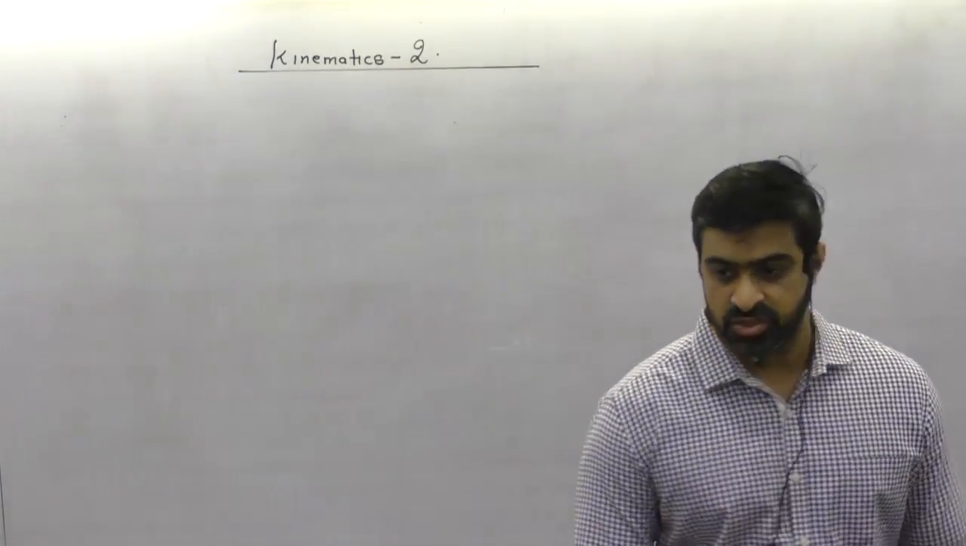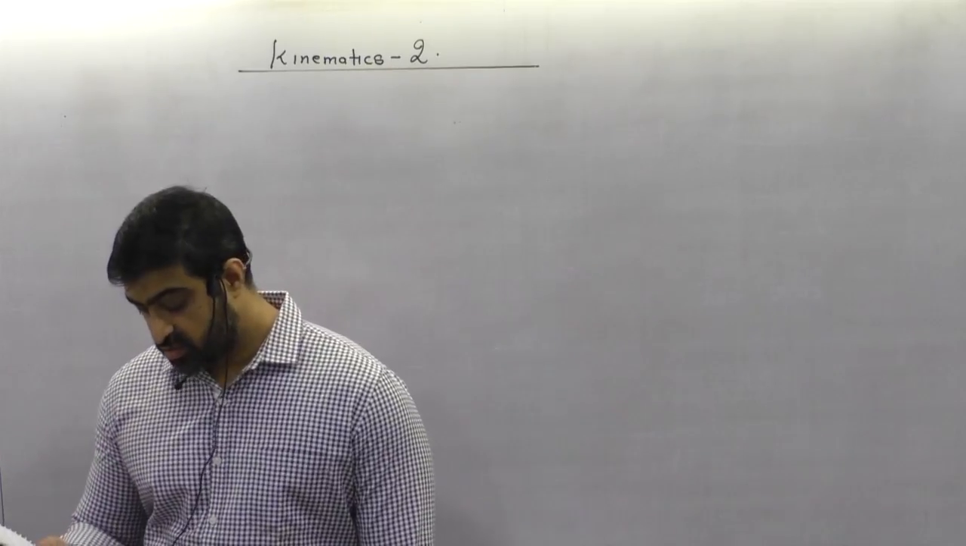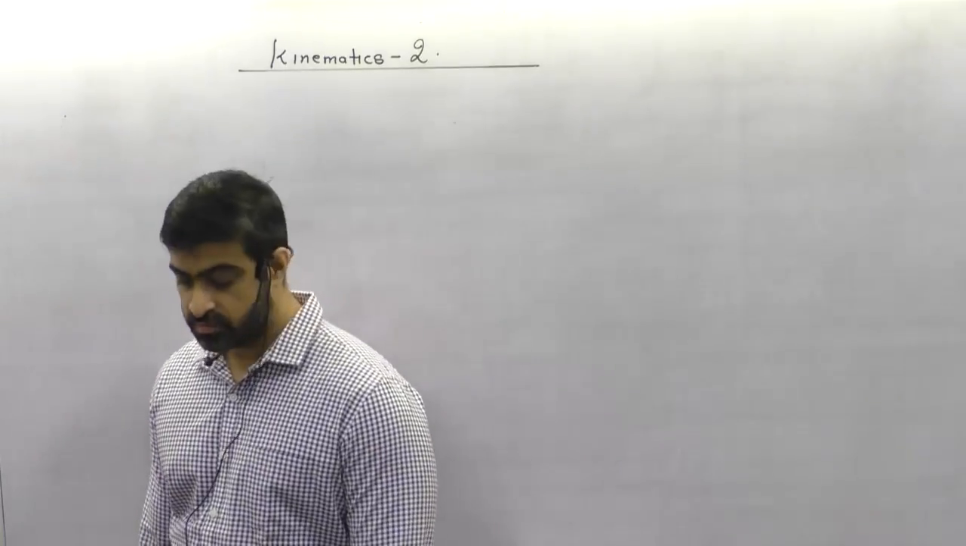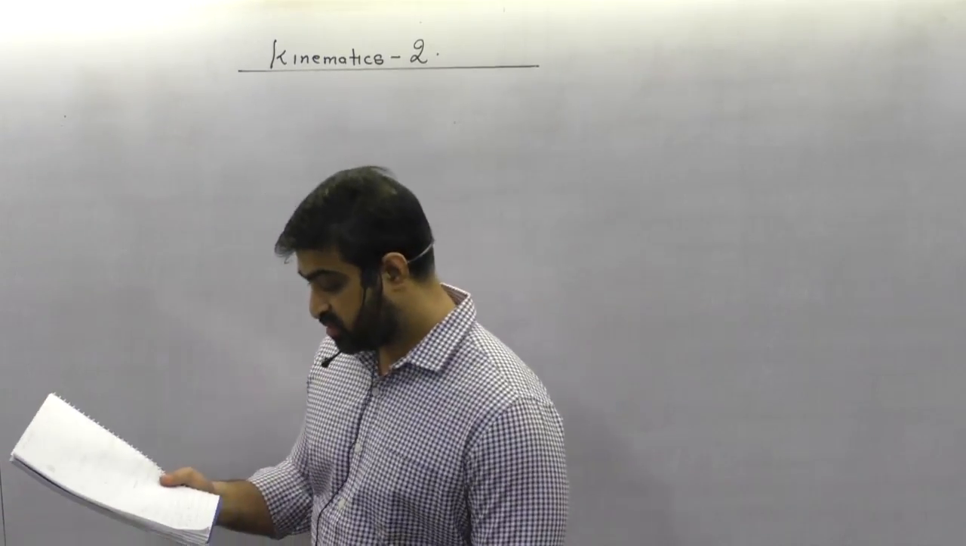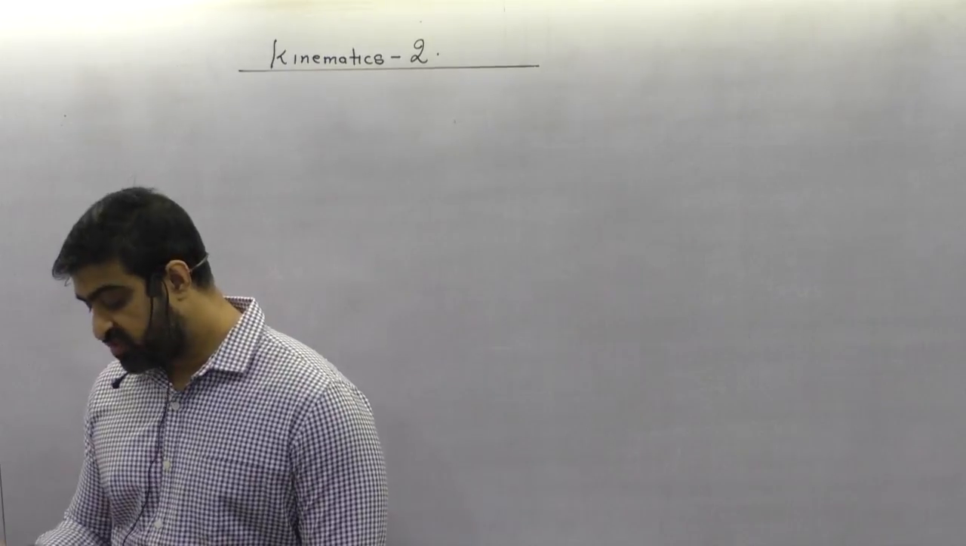Getting it? Put the heading as two dimensional motion. I'm doing some sums based on 2D motion. 1D we did, now we do 2D motion. Write a question. A particle of mass 2 kilogram starts moving along the positive x direction with a velocity of 4 meter per second from coordinates (4, 5).